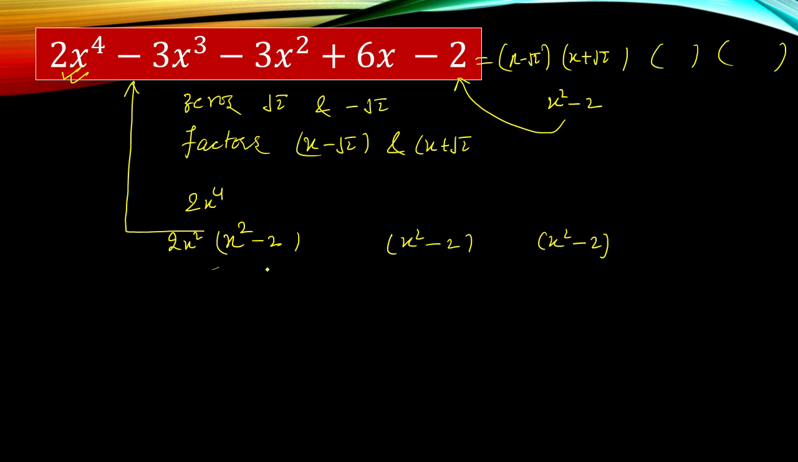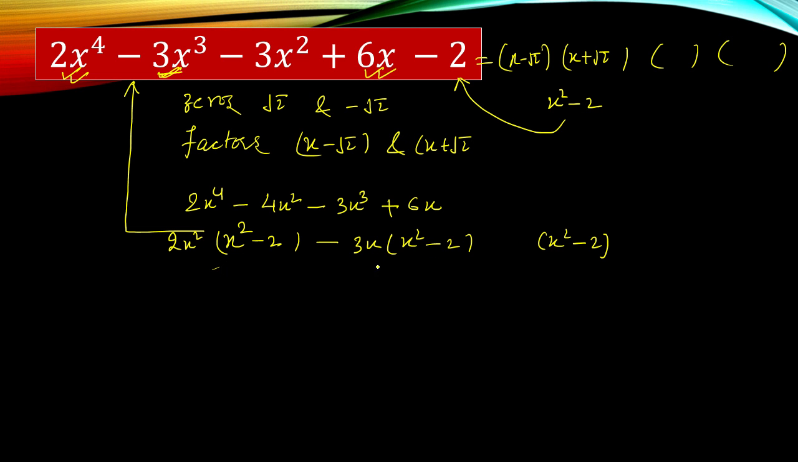Now let's see, 2x square multiplied by minus 2. Definitely we will get minus 4x square. Now our next task is minus 3x cube. So if we are multiplying this factor by minus 3x, then minus 3x into x square is minus 3x cube. Our second task is also completed. Now minus 3x multiplied by minus 2, we will get plus 6x. So this task is also completed.